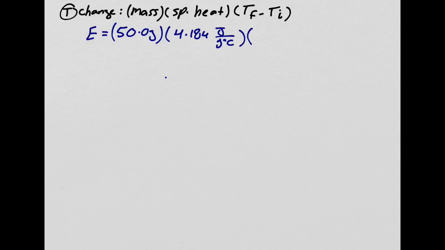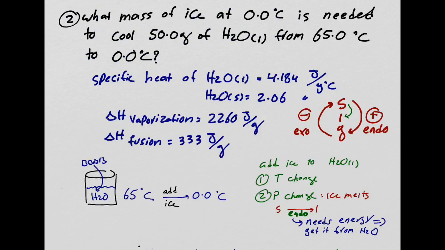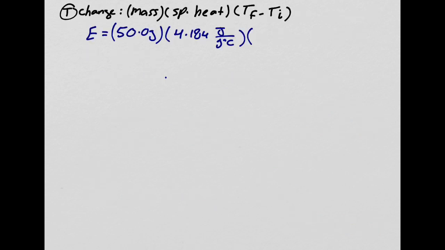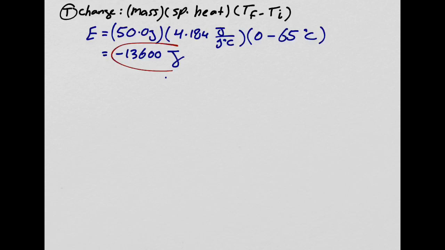What do you want the final temperature to be? Remember, what you want the final temperature to be is 0. You want to go from 65 to 0. So my final temperature is 0 degrees and 65 degrees is my initial temperature. So far so good. So when I do this, I get 13,600 joules of energy.